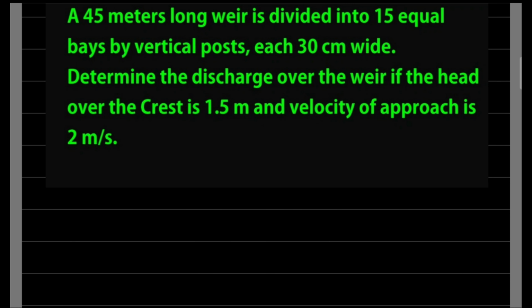Our next problem is one where we have a very long weir that is divided into a number of bays, and using these bays we have subdivided weirs. How the discharge over the weir has to be determined, we will solve for this problem. The problem says that a 45-meter long weir is divided into 15 equal bays by vertical posts, and each is 30 centimeter wide. Determine the discharge over the weir if the head over the crest is 1.5 meter and the velocity of approach is 2 meter. So let's go for the solution of this problem.